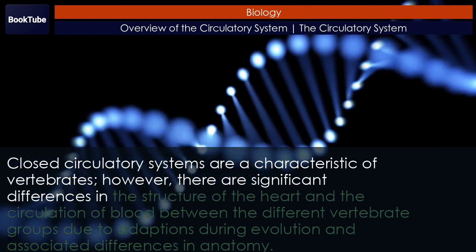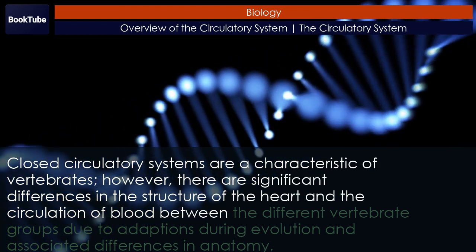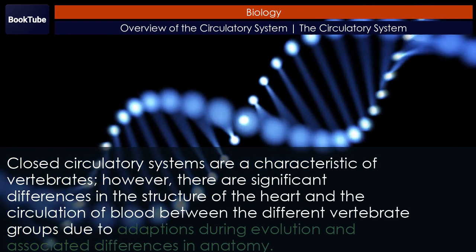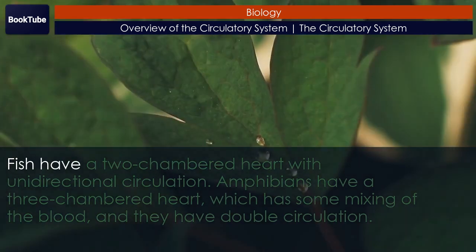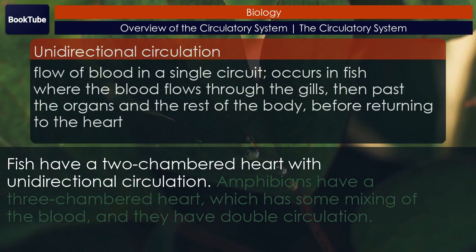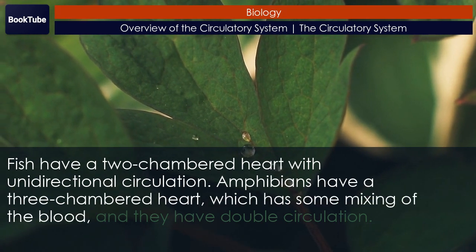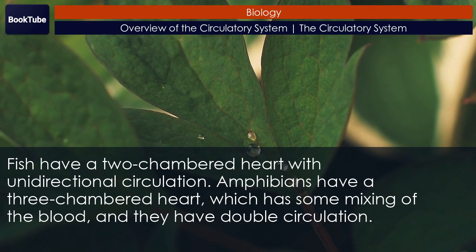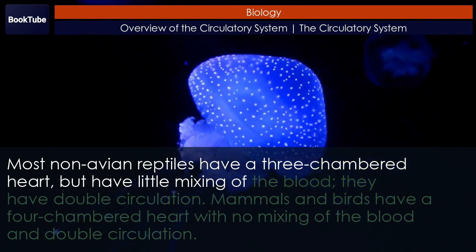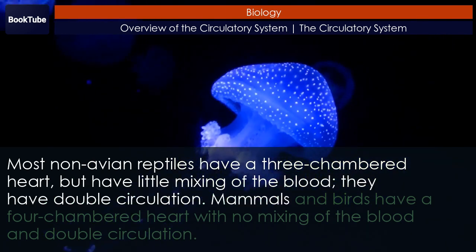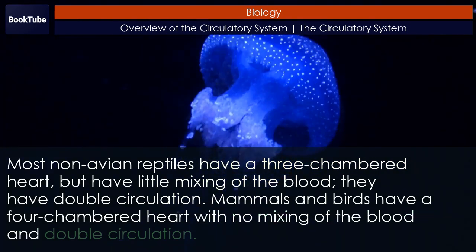However, there are significant differences in the structure of the heart and the circulation of blood between the different vertebrate groups due to adaptations during evolution and associated differences in anatomy. Fish have a two-chambered heart with unidirectional circulation. Amphibians have a three-chambered heart, which has some mixing of the blood, and they have double circulation. Most non-avian reptiles have a three-chambered heart, but have little mixing of the blood. They have double circulation. Mammals and birds have a four-chambered heart with no mixing of the blood and double circulation.